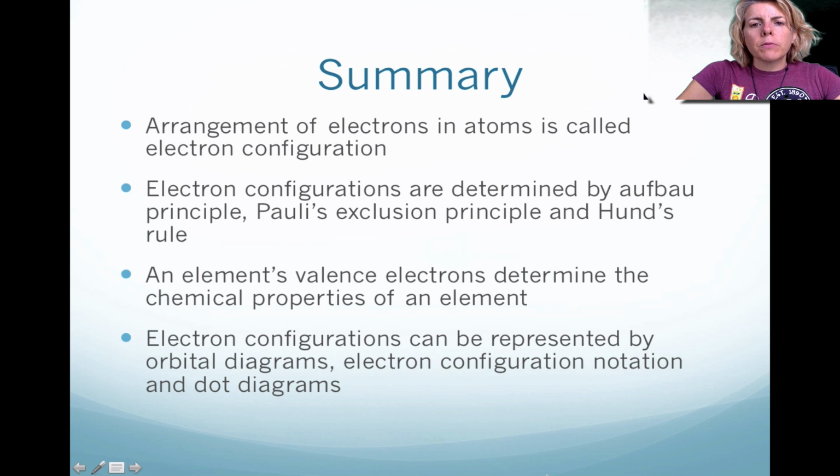Okay, so arrangement of electrons in atoms is called electron configuration, and they are determined by Aufbau's principle, Pauli's exclusion principle, and Hund's rule. Now we look at the outer electrons or valence electrons, and the reason why is we're eventually going to use that when we look at chemical reactions. So please remember that electron configurations can be represented by orbital diagrams, electron configuration notation, and dot diagrams.